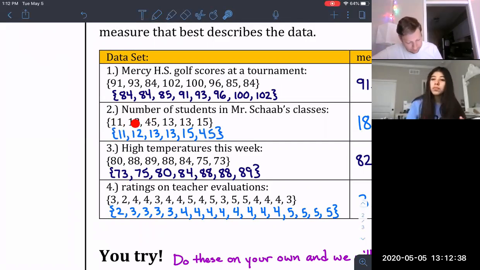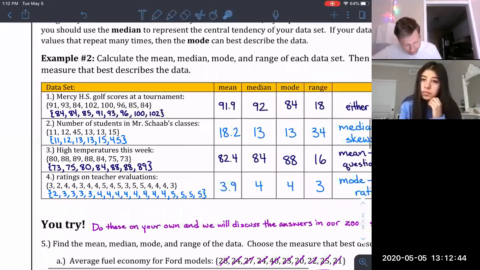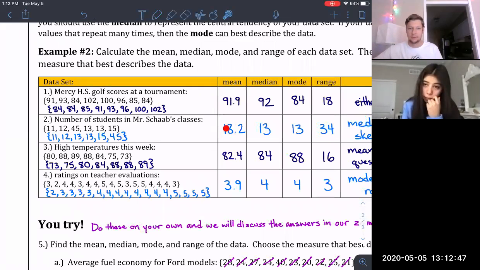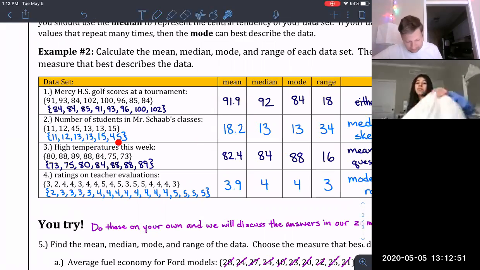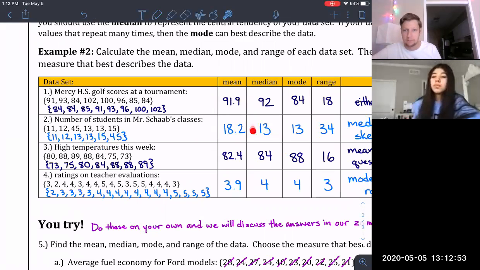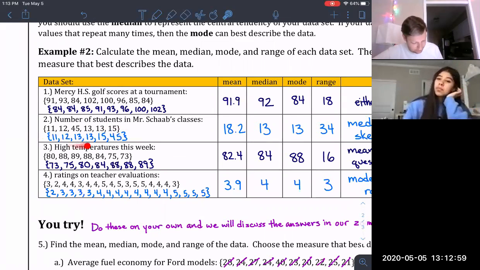You can see with 5 of my classes, they're all between 11 and 15, but because I have that huge number in here, the average gets pulled up way higher than it's supposed to be. So when there's an outlier present, the median is usually the better measure of central tendency to use. 13 makes more sense for the center of my data of students I have in my class. The only reason the mean is so high is because we have a really, really high number there. That's because it's a special situation.